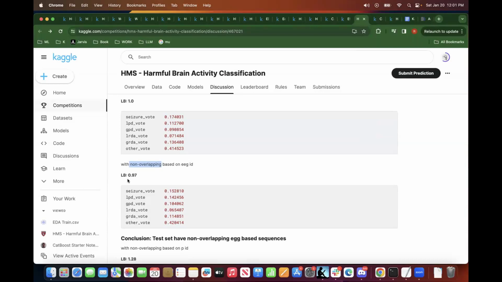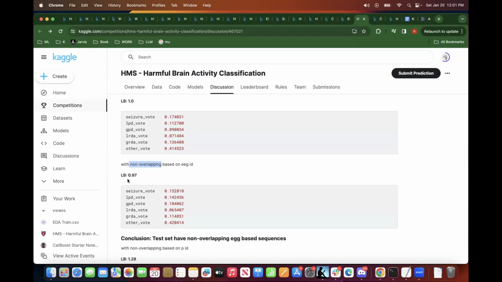So yes, that's the non-overlapping thing, in that you're considering each EEG as a separate case, and you're taking the average of all of its votes together and comparing that with the average of the other EEG. Okay, so it's non-overlapping specific to EEG ID. Yeah. Okay, I think I get that. Excellent explanation, Steve.